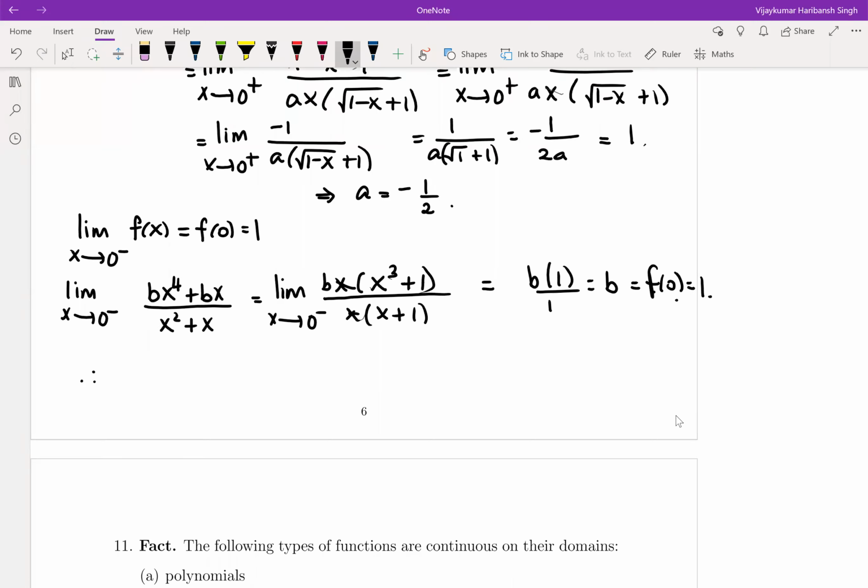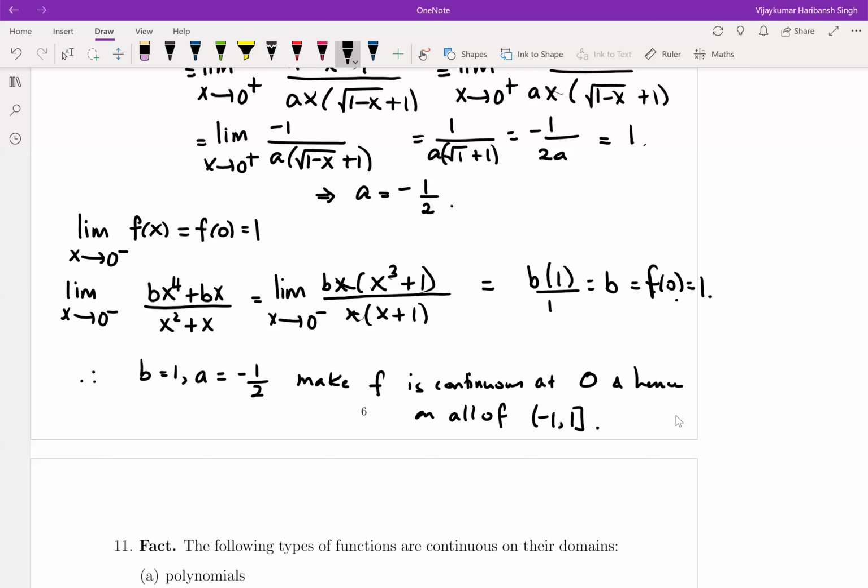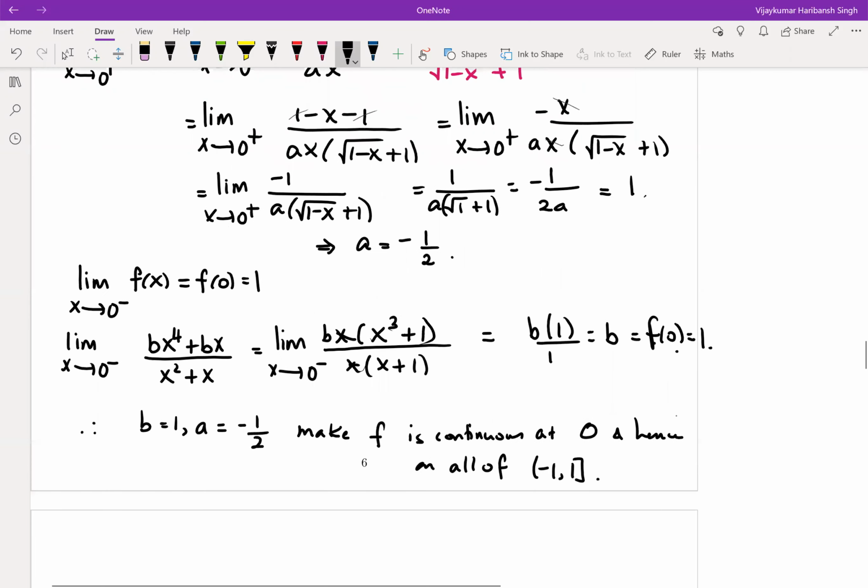So therefore, what do we get? Therefore, b equals 1 and a equals minus 1 by 2 make f continuous at 0, and hence on all of the interval, which was minus 1 to 1. So this is the part, right?